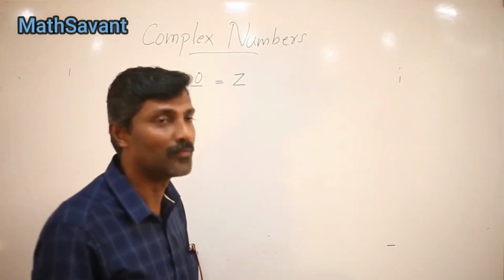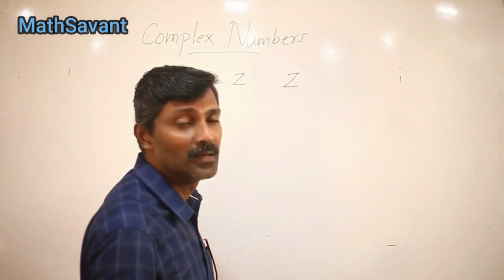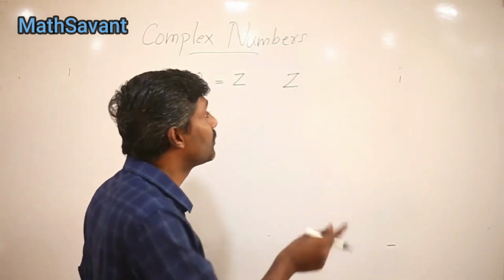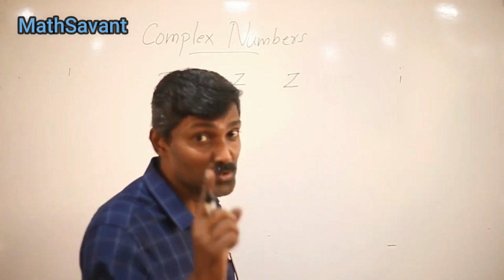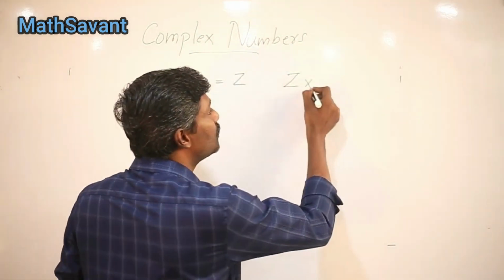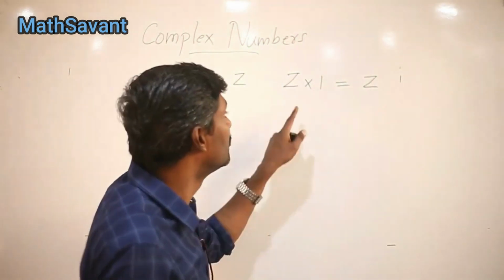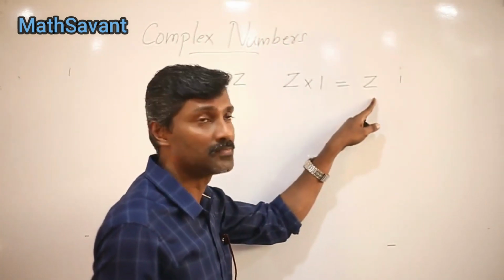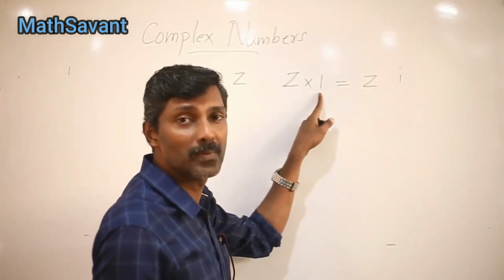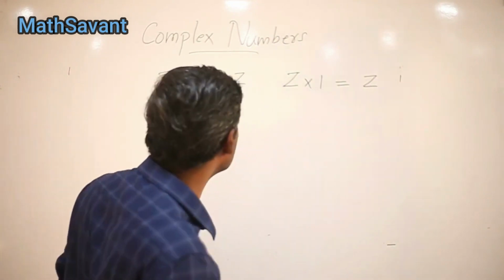How about multiplicative identity? Same concept. You have Z. What number when multiplied to Z will give you Z? It's 1. Z into 1 will give you Z. Correct? Any number multiplied by 1 will give the same number. So for any complex number, the multiplicative identity is 1.